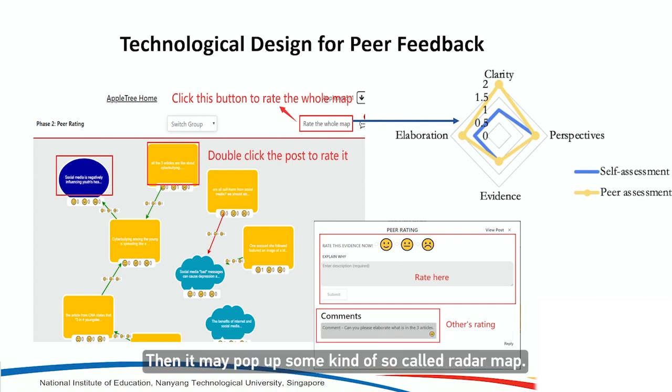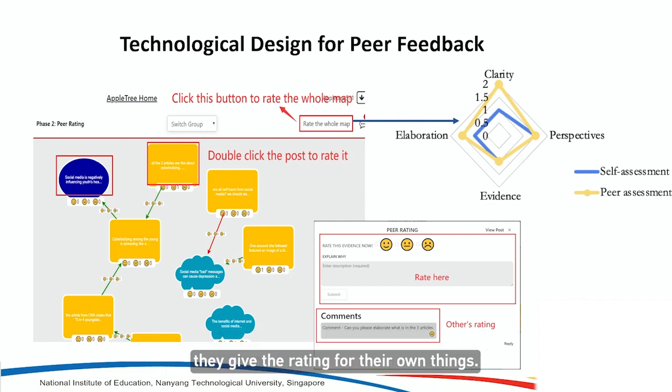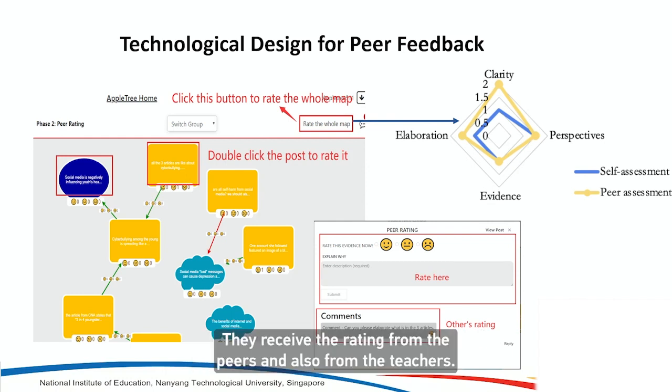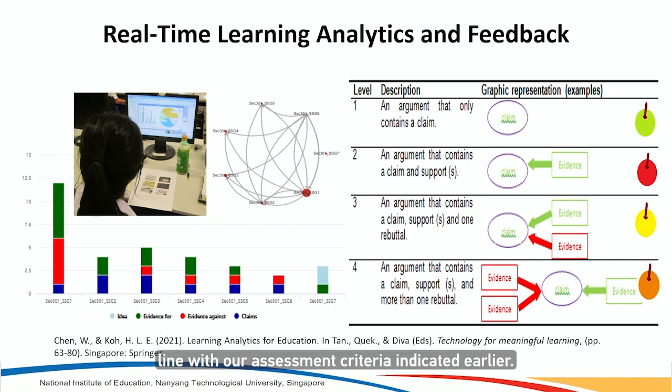Then it may pop up some kind of so-called reader map. Then with the reader map, they have to understand all those rubrics. Then they give the rating for their own work. They receive the rating from the peers and also from the teachers. So as you can see here, we've already tried our best to make our learning analytics in line with our assessment criteria indicated earlier.